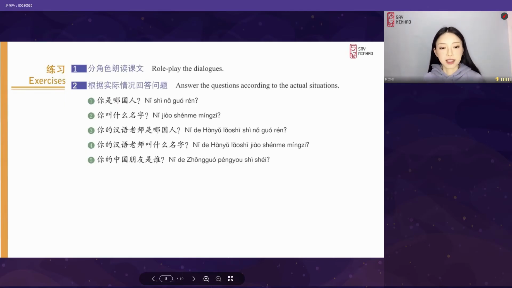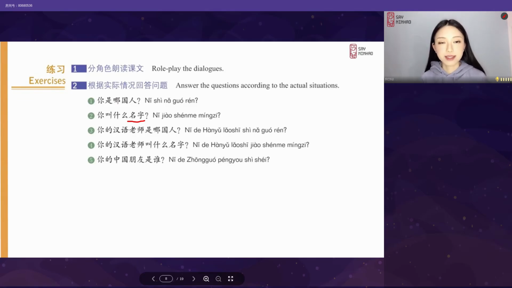Okay, next question. 你叫什么名字？So this question means, what's your name? 名字 means name, okay? 你叫什么名字？What's your name? So let's answer the question. 我叫 Ronnie.